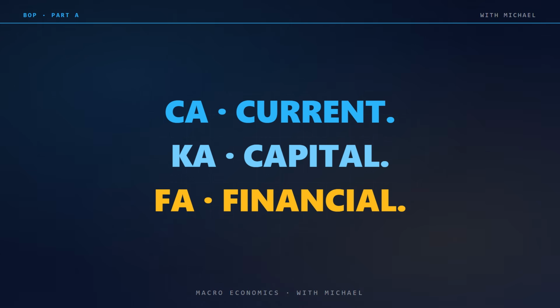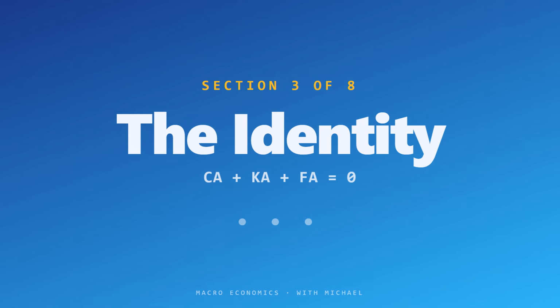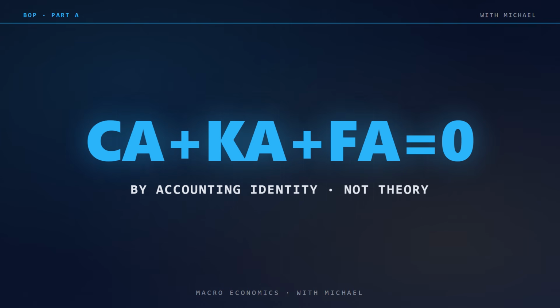Section 3. The accounting identity. Here is the foundational mathematical identity of international finance. CA + KA + FA = 0. This is not a theory. It is an accounting identity. It must hold by construction. Every transaction is recorded twice, once on the receiving side, once on the offsetting side. The double-entry bookkeeping guarantees that the sum is always 0.